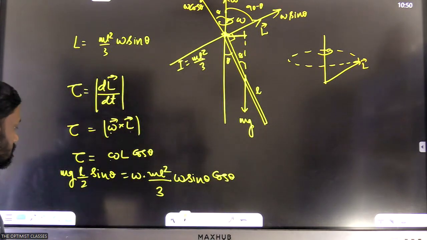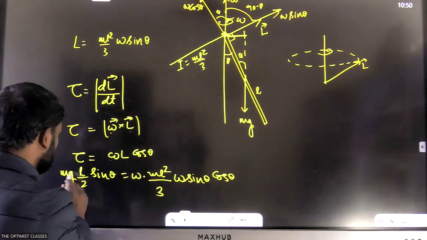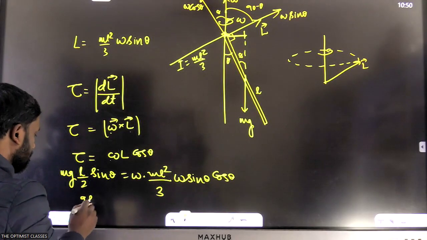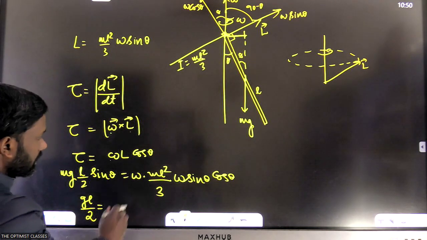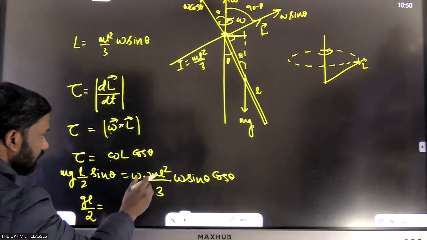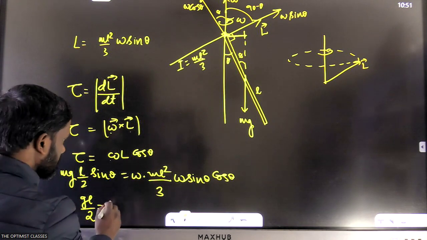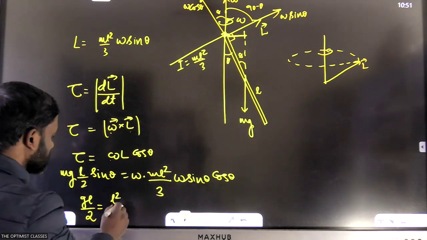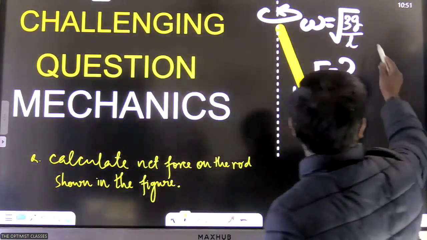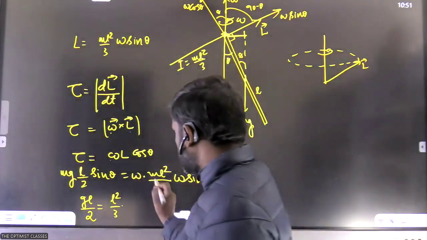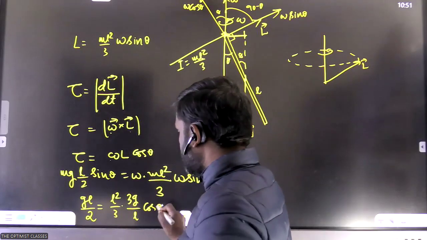Okay, so now you see, a few things will cancel out. The sine theta will cancel out, m will cancel out. So we are getting here gL by 2 is equal to, let's see, m we have cancelled, L we haven't cancelled. So let's write here like this: L square by 3, and there is omega square, and the value of omega was given to be root of 3g by L. So omega square will become equal to 3g by L, and one cos theta will remain here.